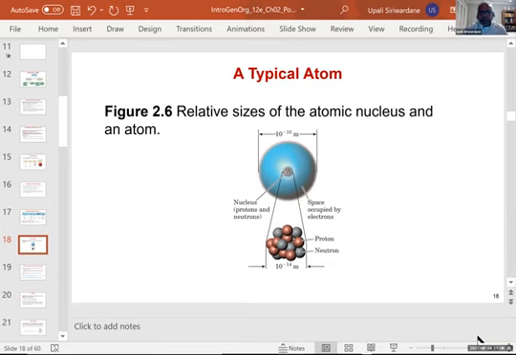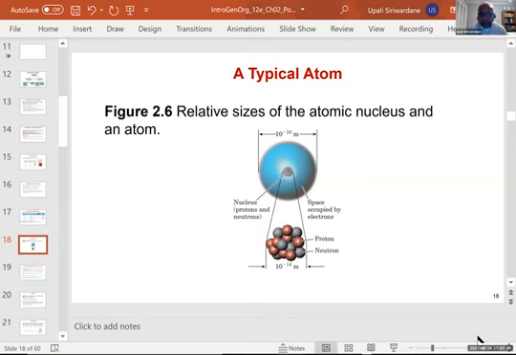Relative size of atom and nucleus: an atom is about 10 to the negative 10 meters in size. Then 10 to the negative 14 meters is the size of a nucleus. The nucleus has a higher density. Most of the mass is in the nucleus.